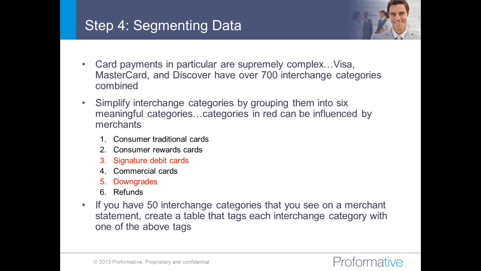So what you could do is basically build a lookup table that says, my 30 interchange categories have to belong to one of these 6 buckets. They're either going to be a consumer traditional card, a consumer rewards card, a signature debit card, a commercial card, a downgrade, or a refund. Because that tagging is going to significantly simplify your analysis. So instead of having to think about 30 to 50 interchange categories, now you're only looking at 6 buckets. And for all of your analytic purposes, you're only looking at one, which is downgrade, because that's the one that you can really influence.